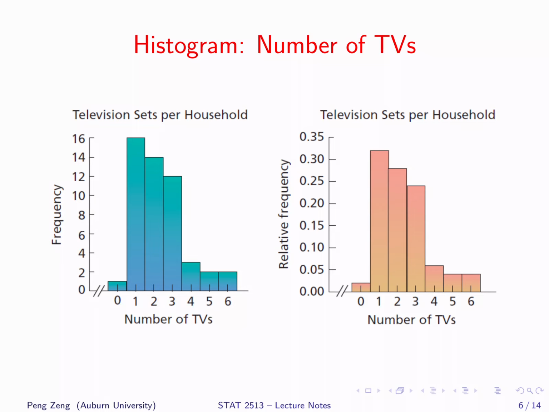The left graph is the frequency histogram, and the right plot is the relative frequency histogram. The two histograms are essentially the same, and the only difference is the meaning of the vertical axis. From the graphs, we can see that the majority of households have 1, 2, or 3 TV sets. Only a few households have fewer or more TV sets.